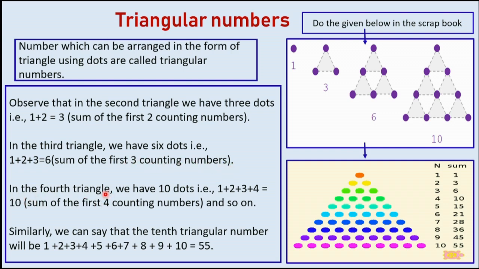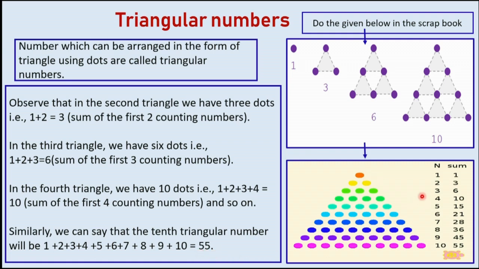In the fourth triangle you have 10 dots. That is 1 plus 2 plus 3 plus 4, that is equal to 10. Similarly, we can say that the 10th triangular number will be 1 plus 2 plus 3 plus 4 plus 5 plus 6 plus 7, 8, 9, 10, and so on. That will be equal to 55.